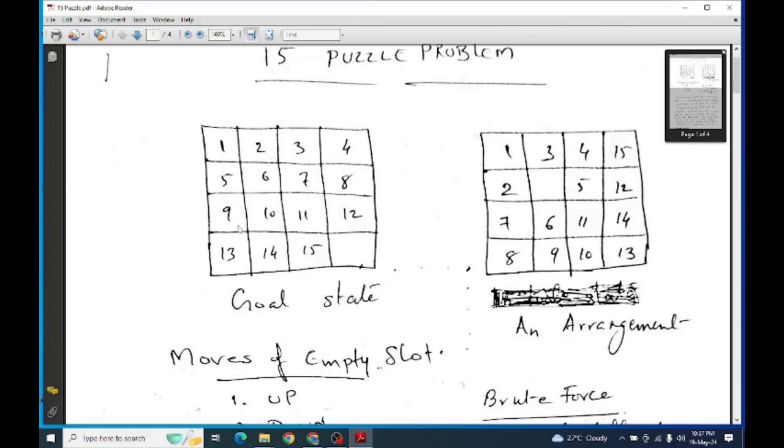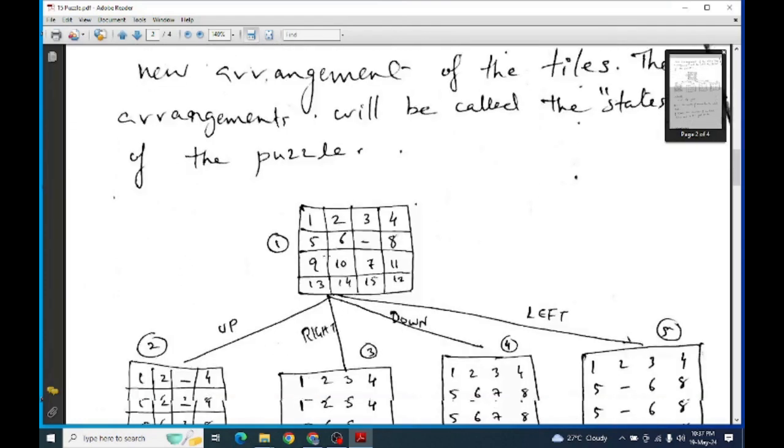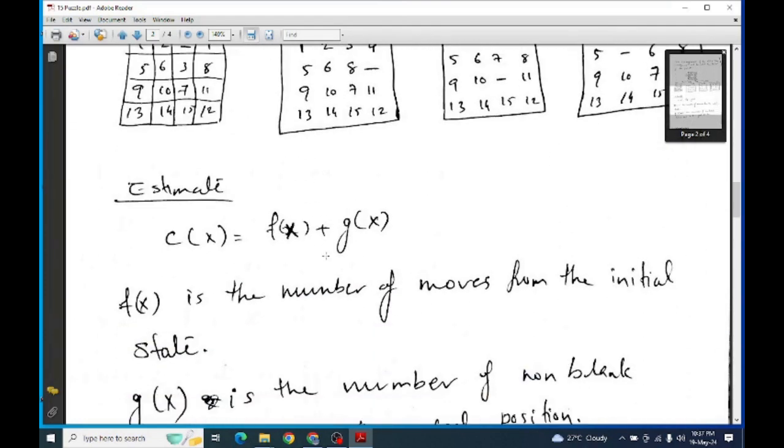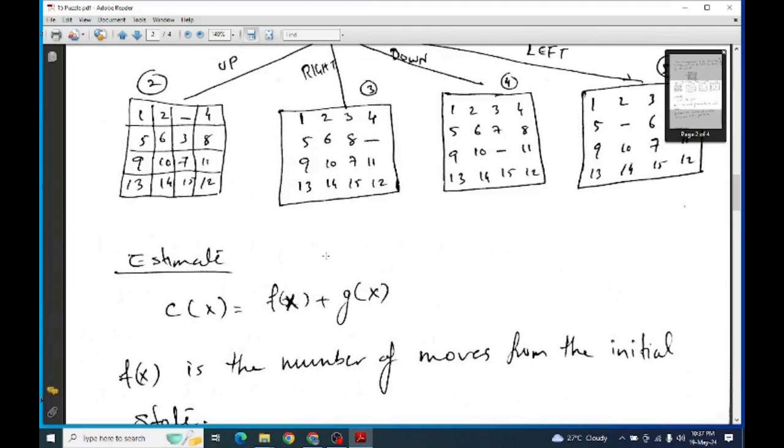This is the goal position. Okay, all the tiles in their correct position. So g of x is the number of tiles not in their correct position in that particular state. That is, in the state we are evaluating, state 2. See, this 3 is not in the right position, 7 is not in the right position, then 12 and 11. So 4 tiles not in their right position.